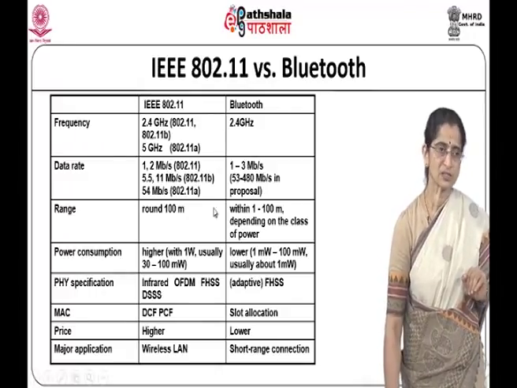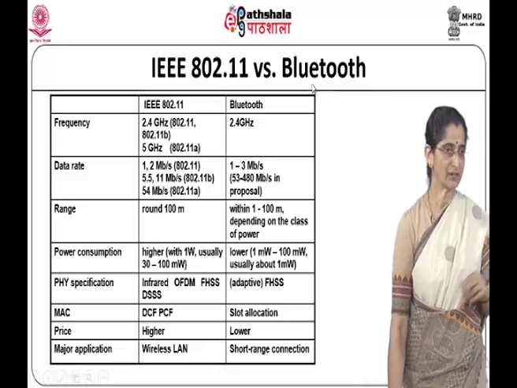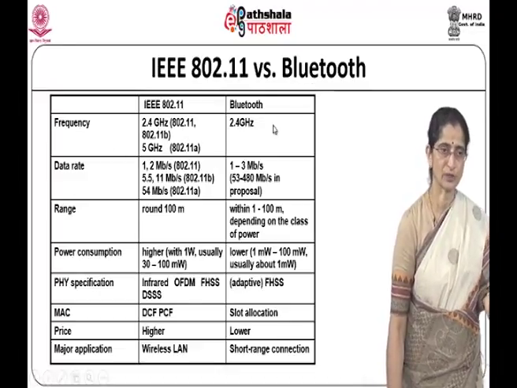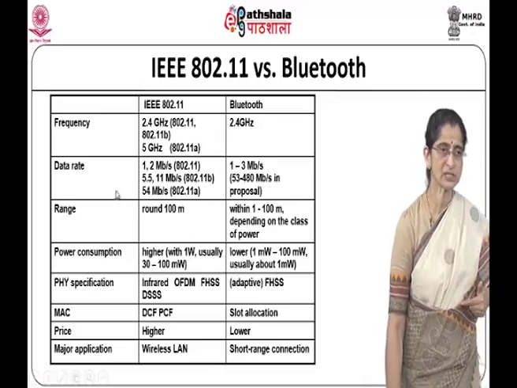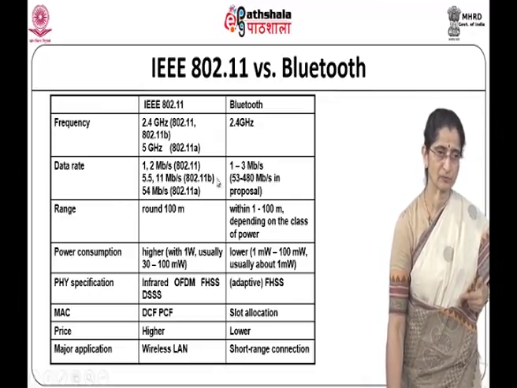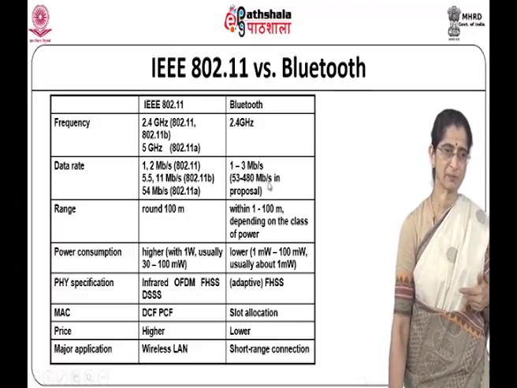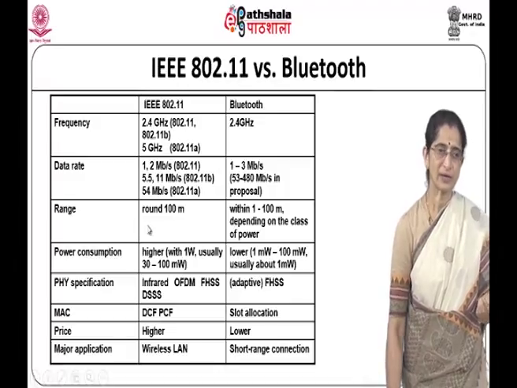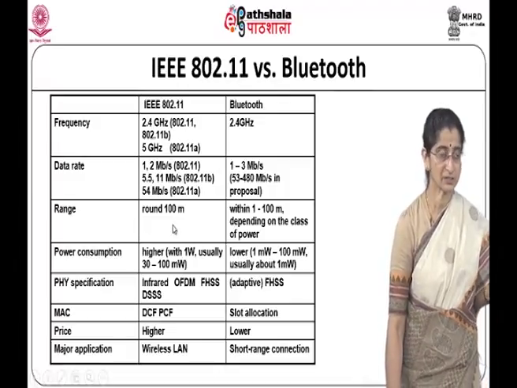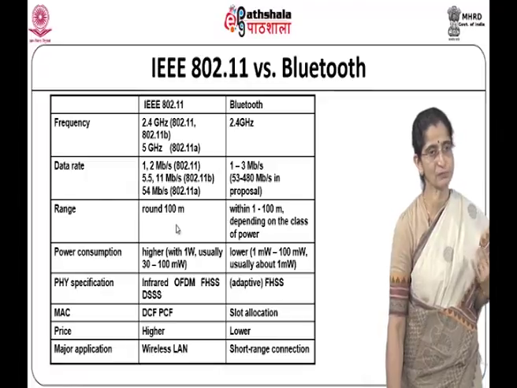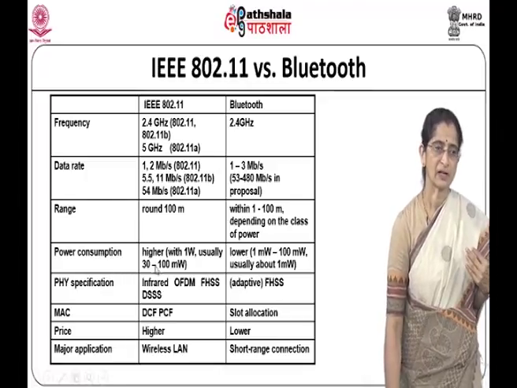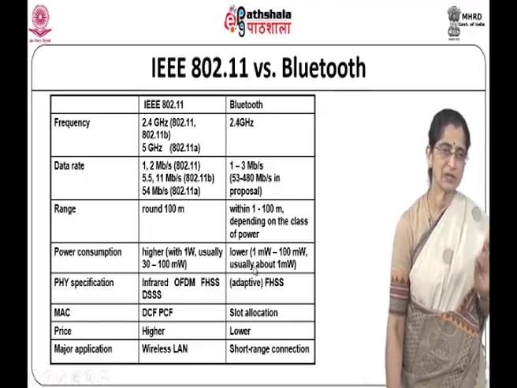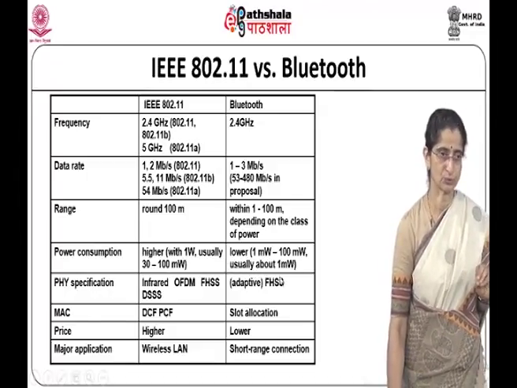So this is a quick comparison between 802.11 and Bluetooth. You can see that 802.11 also works around 2.4 gigahertz, the same frequency which Bluetooth also uses. Data rates are 1 to 3 megabit per second, and higher data rates are now being supported in Bluetooth. Range is where we have a difference: up to 100 meters for 802.11, whereas Bluetooth is only about 10 meters. Power consumption is higher in 802.11, much lower, of the order of milliwatts, in the case of Bluetooth.